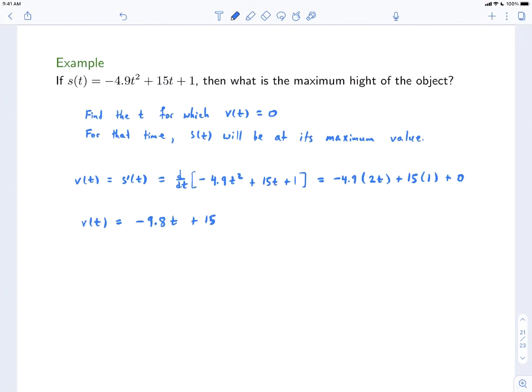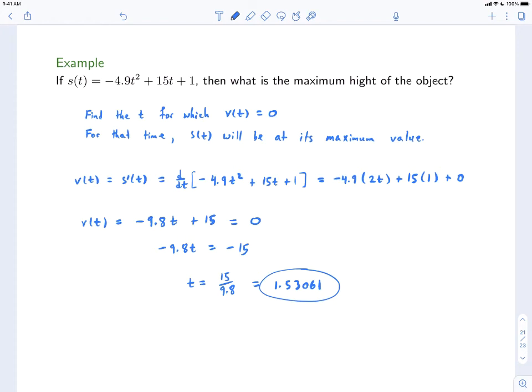Once again, our height will be at the maximum value precisely when the velocity is 0. So we need to determine when this is equal to 0. So minus 9.8t is equal to negative 15. Divide by negative 9.8, and you have t is equal to 15 over 9.8, which is 1.53061. So at this value, our velocity is 0, and that's when our height will be at its maximum.